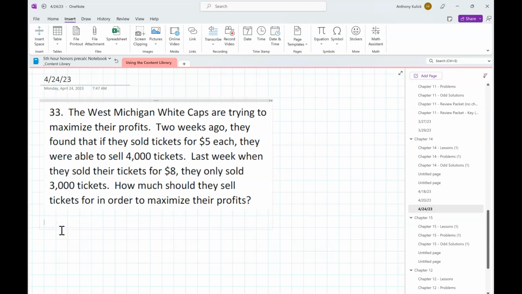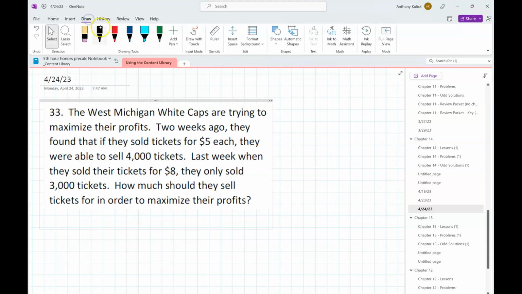The West Michigan Whitecaps are trying to maximize profits. Two weeks ago, they found that if they sold tickets for $5 each, they were able to sell 40,000 tickets. Last week, they sold their tickets for $8. They only sold 3,000 tickets. How much should they sell tickets for in order to maximize their profits?